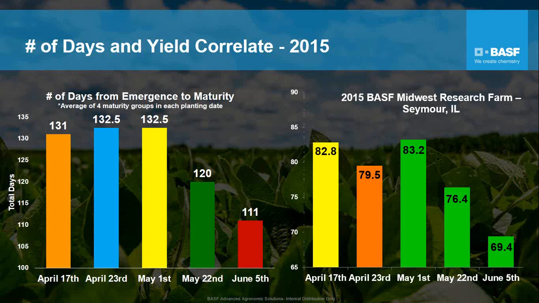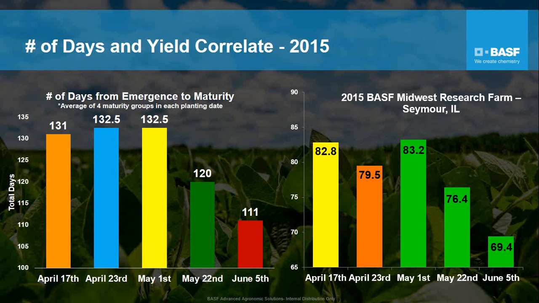So when we look at the final yields and correlate that to those planting dates, what you'll notice is, again, I mentioned that April 17th through May 1st, we had the same total number of days. You'll note that April 17th and May 1st had almost identical yields, averaged across all 4 maturity groups. And so you can see that is clearly there.